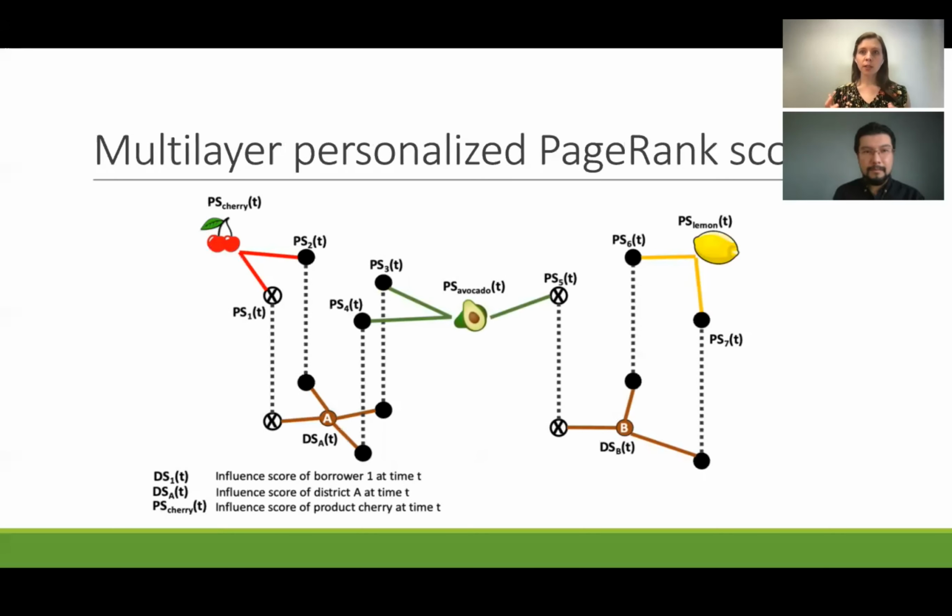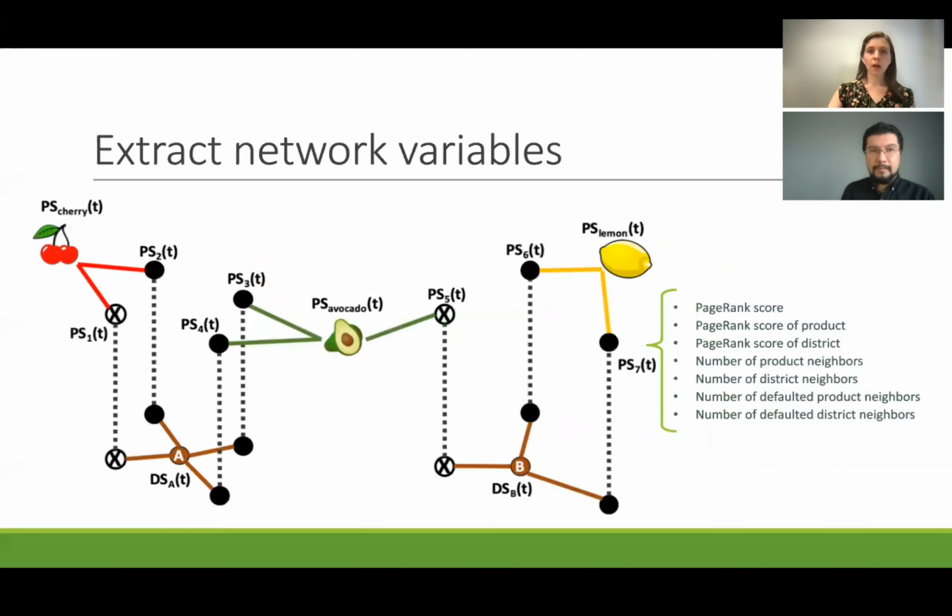But we used this algorithm to spread the default influence in the network. And we obtained an exposure score for each node. So not only the borrowers, but also the products and the districts, which we represent here with different notations. And this is for each and every time step in the data. So we built networks that each spanned 5 years, and then we had a moving window of these 5 year networks. And once we had calculated these PageRank scores for every node in the network, we could use them in our network featurization process.